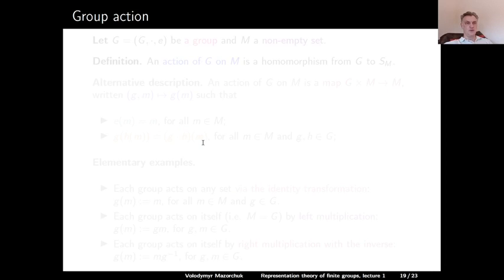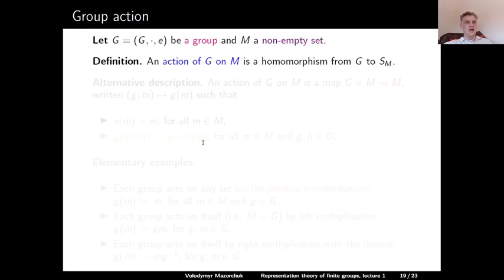Finally, let us talk about group actions. So let G be a group and M a non-empty set. An action of G on M is defined as a homomorphism from G to the symmetric group on M, the group of all bijective maps from M to M.